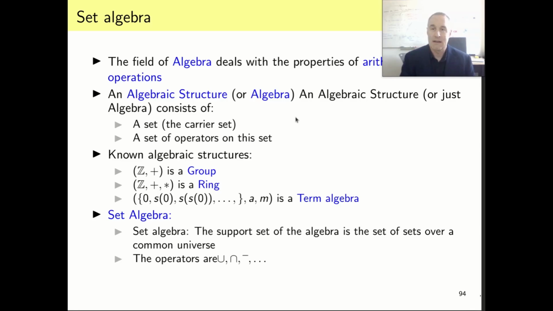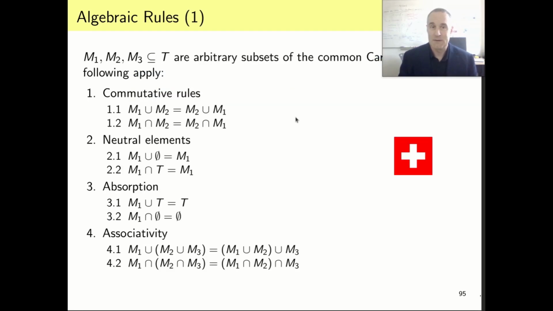Right? And the algebra of sets, we've already started to build it up. We have union, intersection, complement, and so forth, all the things that we looked at with Venn diagrams. There are some algebraic rules that apply.